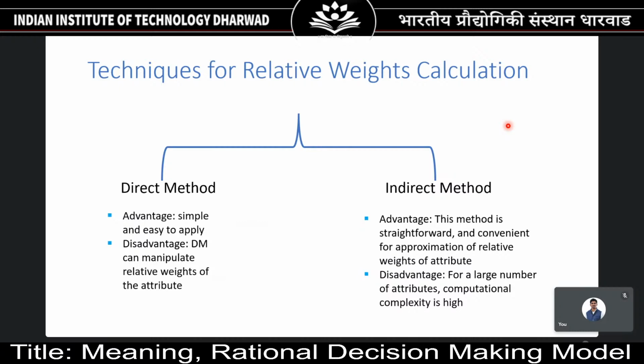In the indirect methods, we basically ask the decision maker, could you rank all the attributes, and based on the decision maker's ranking of all the attributes, we approximate the relative weights of all attributes. But the disadvantage of this type of method is that for a larger number of attributes, computational complexity is high. And second, whenever there is a linear relationship between the attributes, this method is not suitable.